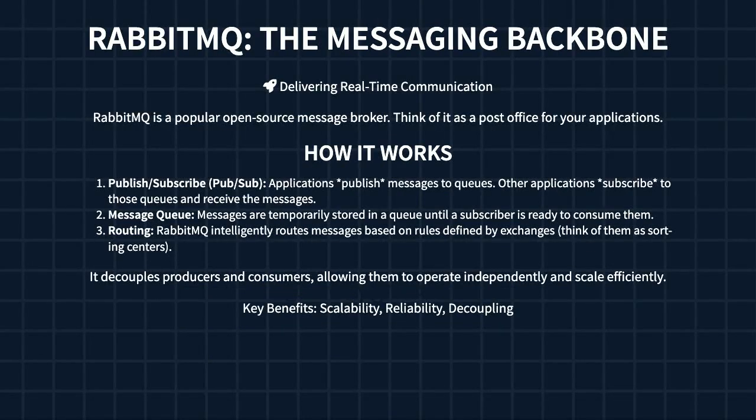Okay, let's talk about RabbitMQ. It's a really important piece of the puzzle when we're talking about real-time communication and building robust systems. Basically, it's like a super efficient post office for your applications. You have publishers, these are apps that send messages out, and subscribers, which are other apps that want to receive those messages. Messages don't go directly from one app to another. They first go through the RabbitMQ broker, or post office.